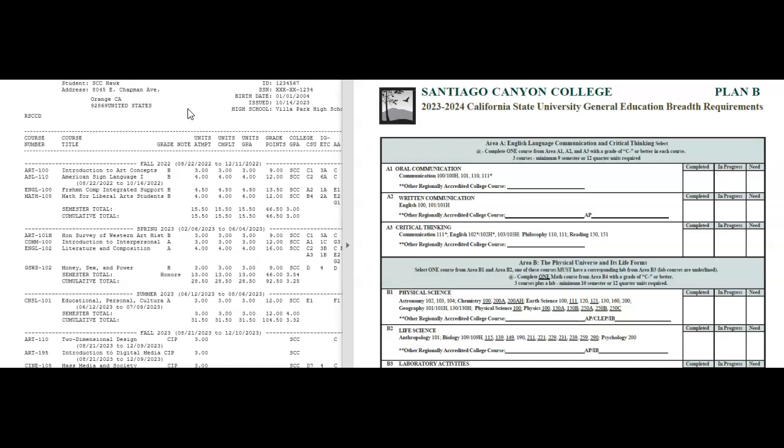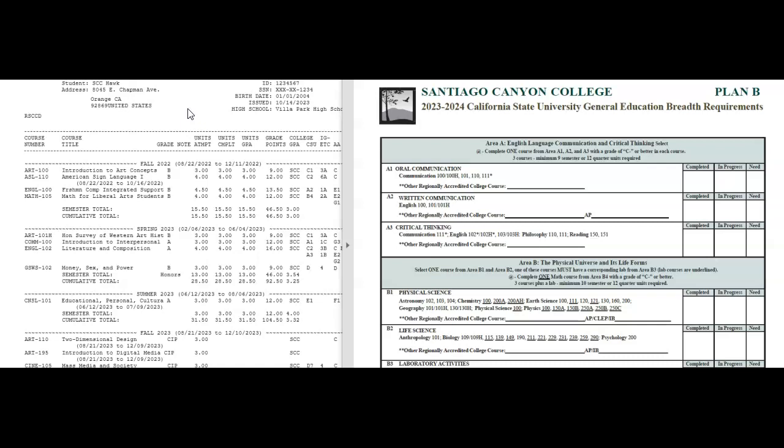In the last video I mentioned that you need to get your unofficial transcript for this assignment, and that could be found in self-service, and then to also identify and download the educational plan that you'll be following, whether it be plan A, B, or C.